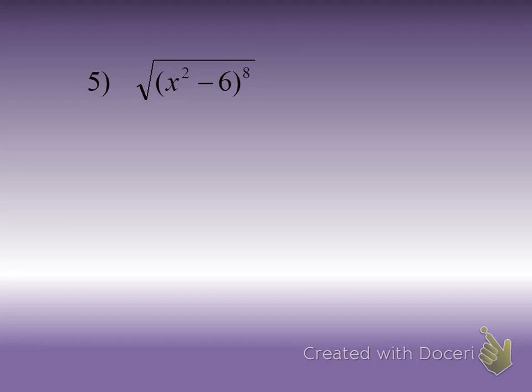Here's what you think of, okay? You have the square root of the quantity x squared minus 6. That quantity is to the 8th power.